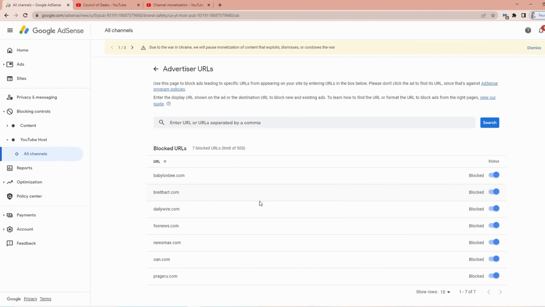So go there, go to your AdSense, look at this stuff, set up categories to be blocked, set up specific sites you don't want to deal with, and they will not be able to run ads on your videos. Hopefully. They will probably find a way around this, and I'll have to do more stuff in the future, but for right now, that's where we are.